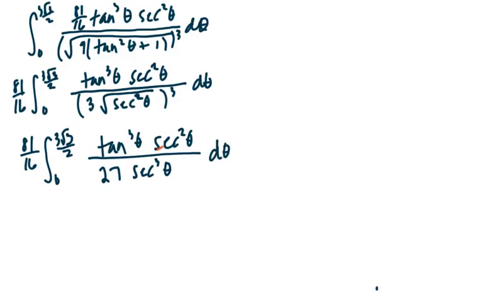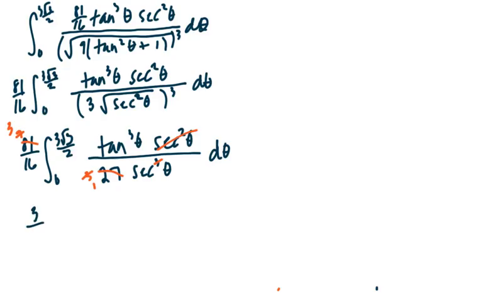Now, these secant squareds cancel with all but one of those secants. And I'm going to pull the 27 out. Do you see that the 27 and the 81? 3 goes into 27 3 times, and 9 goes into 27 3 times. And it goes into 81 9 times, which means we can do this better. 3 goes into 3 1 time, it goes into 9 3 times. And 3 times 27 is 81, so that works out well.